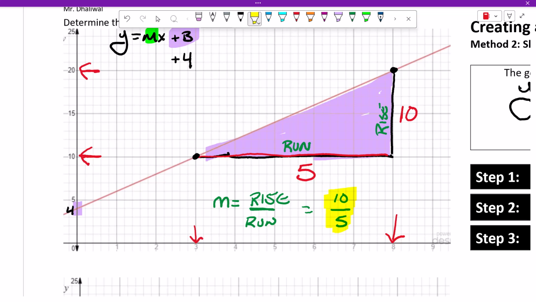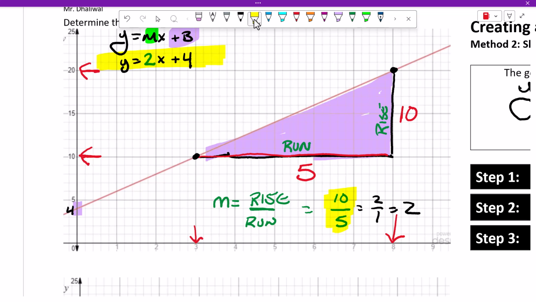Can 10 over 5 be simplified? Sometimes it can be, sometimes these fractions can't be. Yes, you can divide top and bottom by 5, giving 2 over 1, which is just 2. So now our m value is 2. So we go back up, we fill in the other two numbers, and our equation is done: y is equal to 2x plus 4.